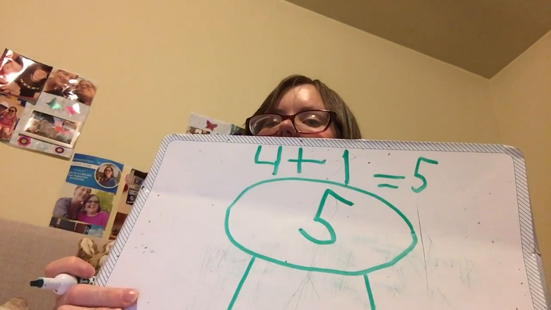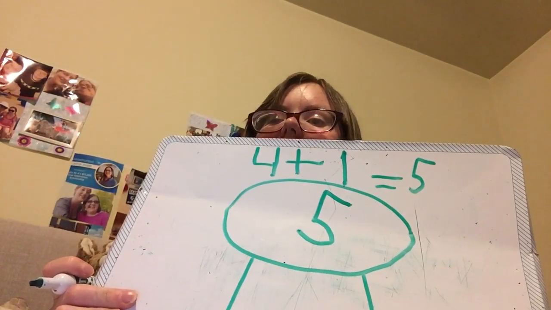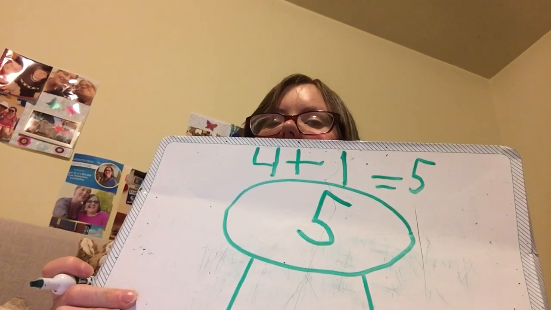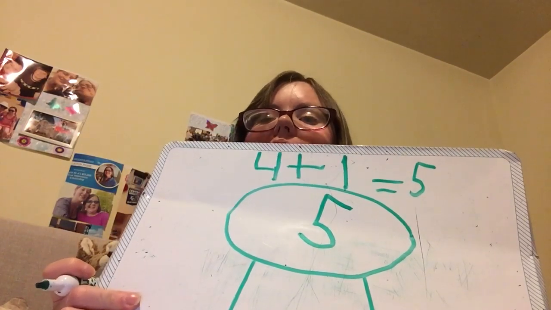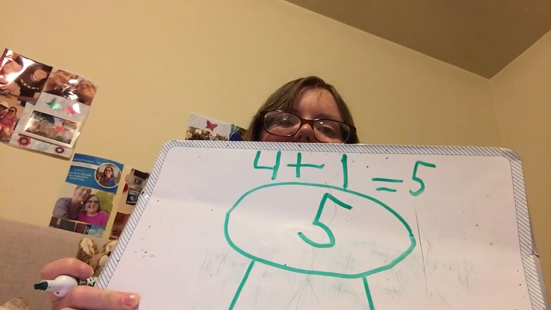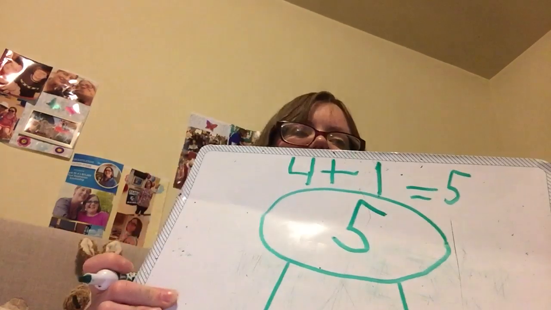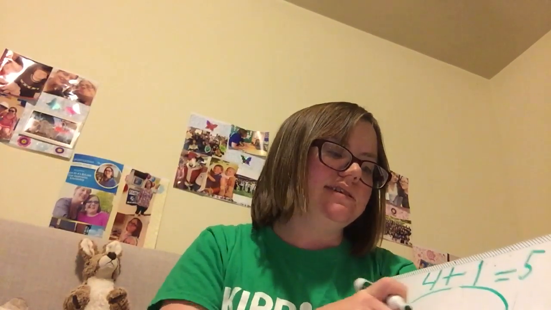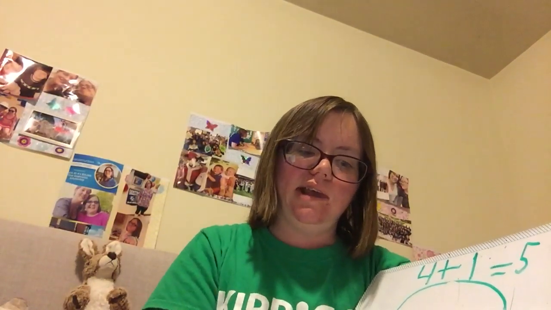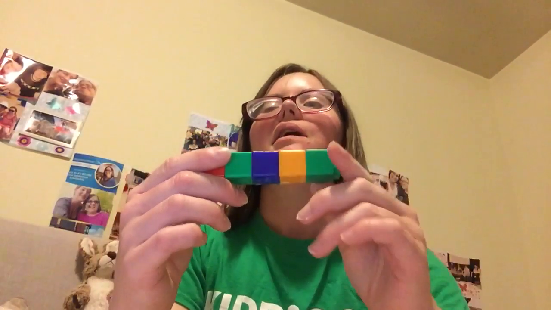Now, let's see if there was a different way we could have done that problem. So you're going to draw a brand new number bond next to the one you already made. And all I'm going to do is erase my numbers so that I can use the same number bond, but I'm going to keep the addition sentence we just made. So now, I want you to put your 5 cubes back together.